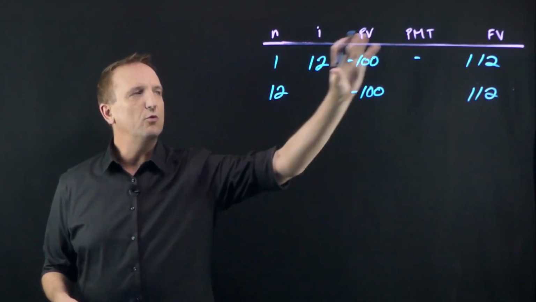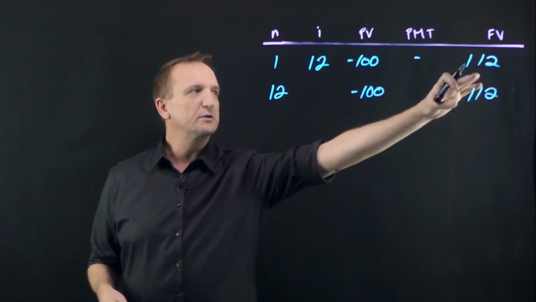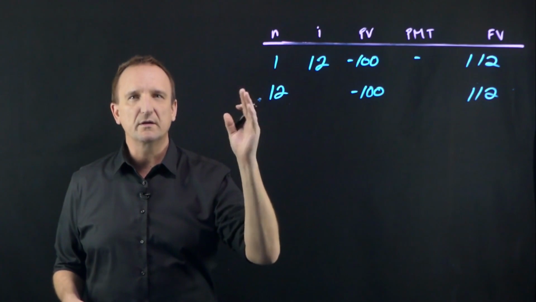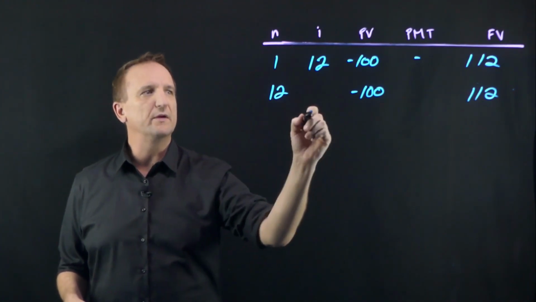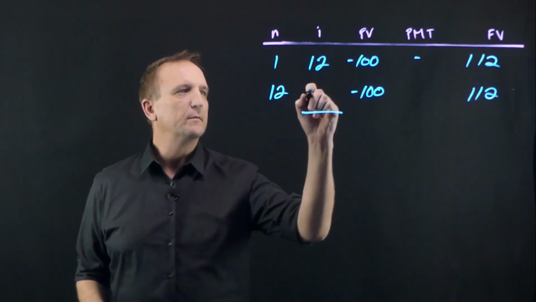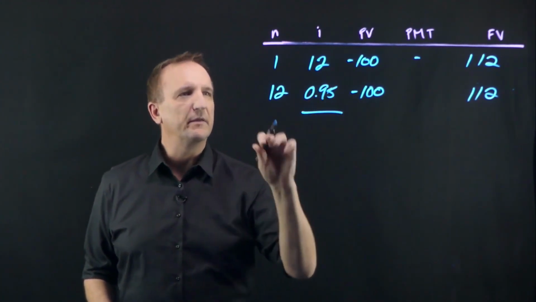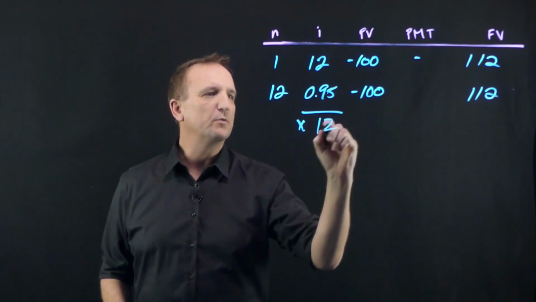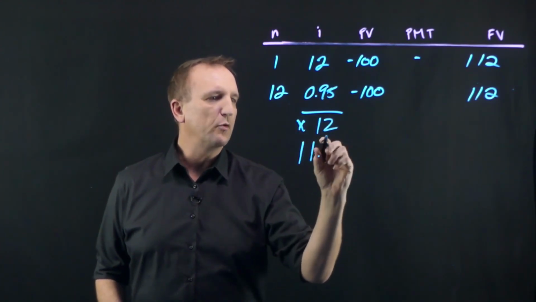When you already have this in your calculator, just leave these inputs in there. Just change the compounding period to 12 and then solve for I. When you do that, you're going to get 0.95, and that's your monthly rate. Then just take that, multiply it by 12, and you will get 11.39.